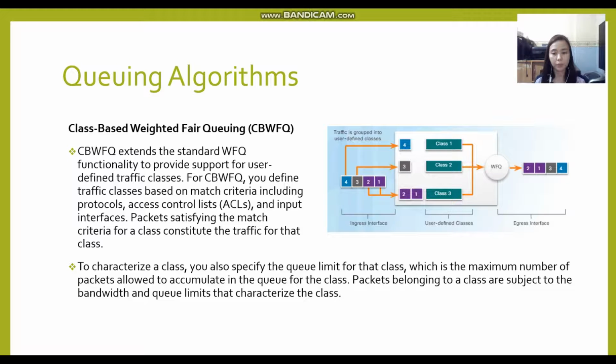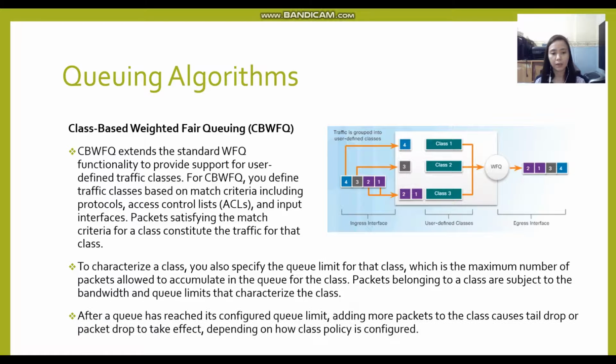Packets belonging to a class are subject to the bandwidth and queue limits that characterize the class. After the queue has reached its configured queue limit, adding more packets to the class causes tail drop or packet drop to take effect, depending on how the class policy is configured.